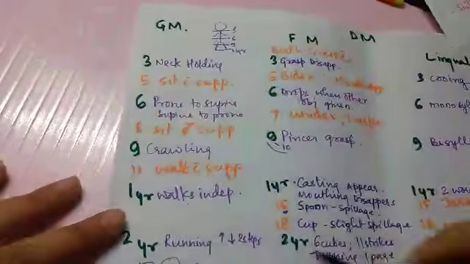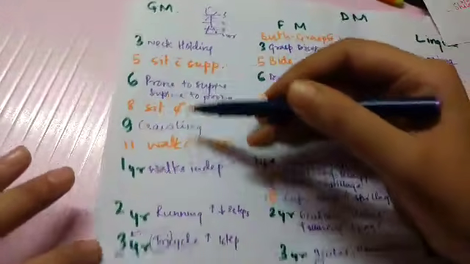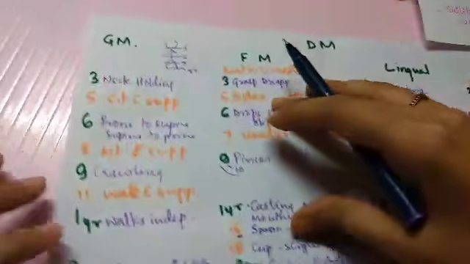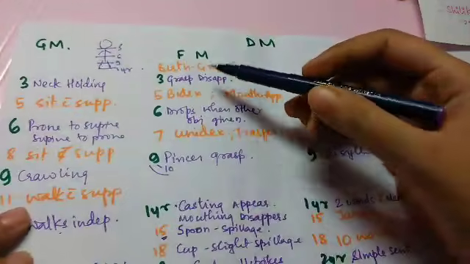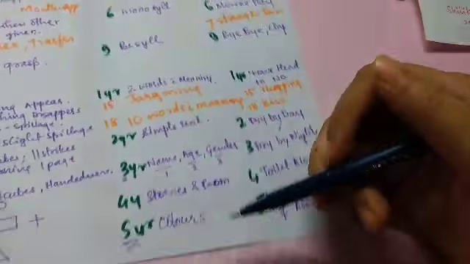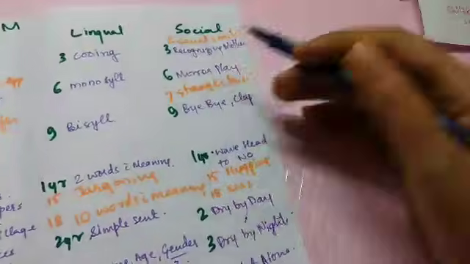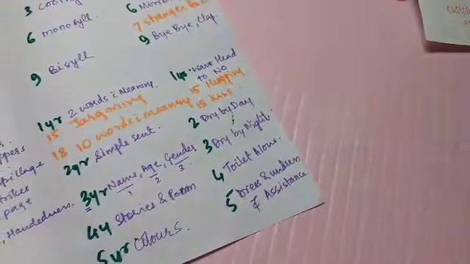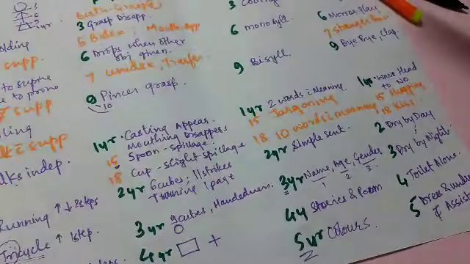Just a quick revision: gross motor 3, 6, 9, 1, 2, 3, 4. Okay, and fine motor, and then lingual, and then social milestones. Okay, that's it from my side.